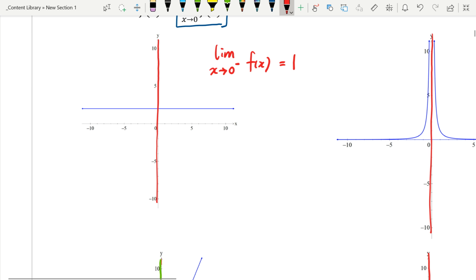I'm approaching level 1. And lim x approaching 0 from the right hand side: I'm walking on the right hand side of the function f(x), and I'm approaching level 1 as well. In this case, the left hand side limit and right hand side limit exist and they are equal. So the conclusion I can make is lim x approaching 0 of f(x) does exist and it is 1. The y value is approaching 1 as x approaches 0.